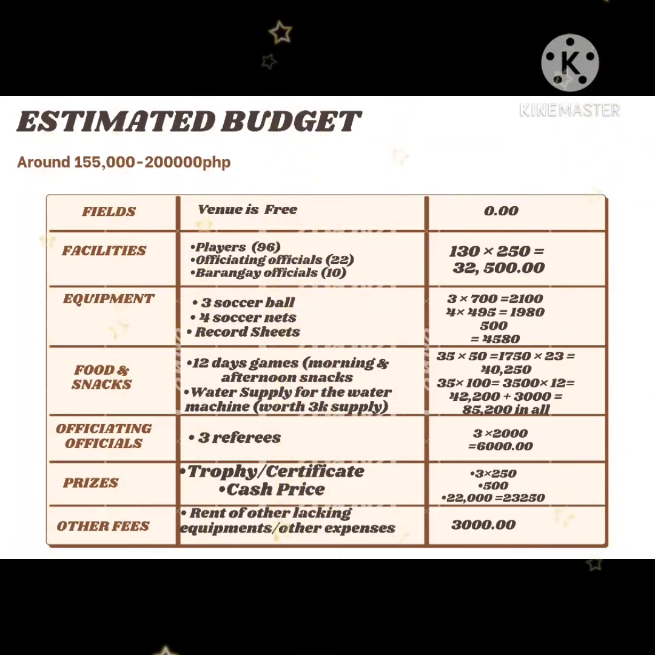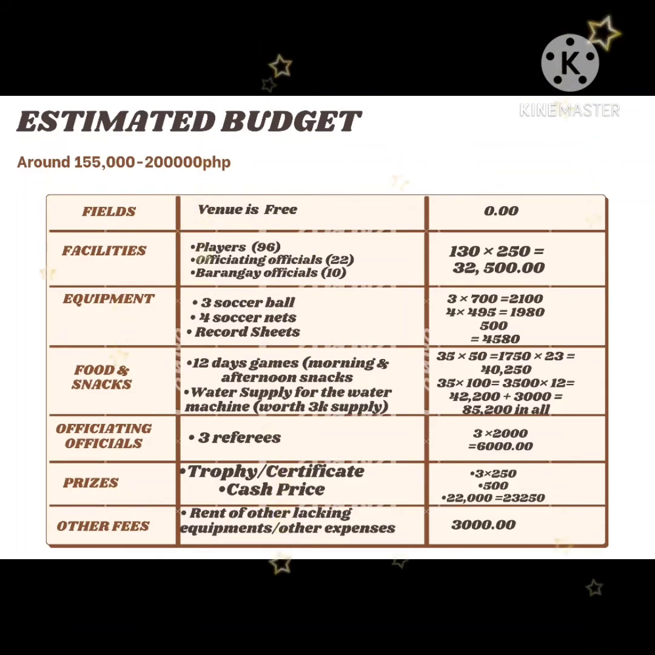So first is the 3 soccer balls. So it would cost 700 pesos each. Then 4 soccer nets, cost of 495 pesos. Then the record sheets budgeted as 500 pesos. So in total of 3 times 700 is 2,100. Then 4 times 495 is 1,980, in total of 4,580. The next is the food and snacks.